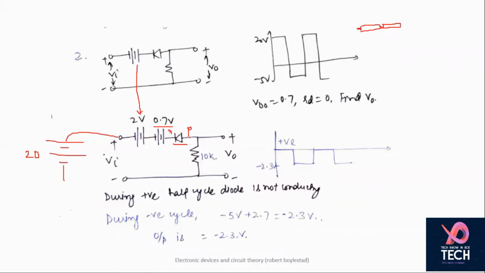So that means your diode is reverse biased. So if the diode is reverse biased, it is not going to conduct. So if it's not going to conduct, you are getting no output. You are getting 0 output.